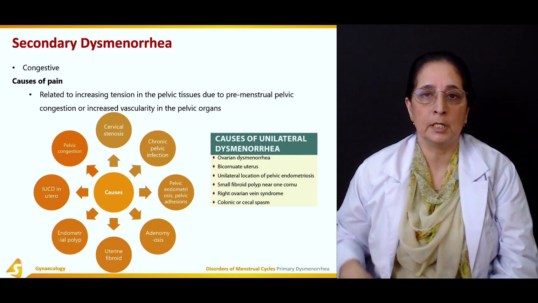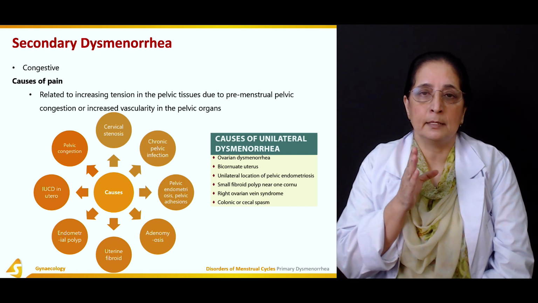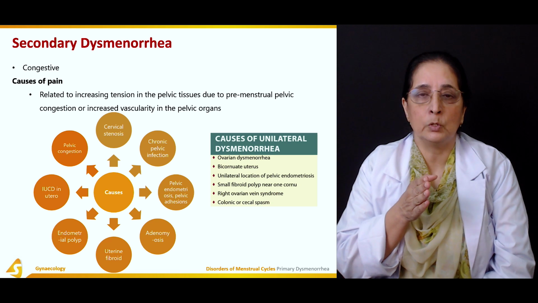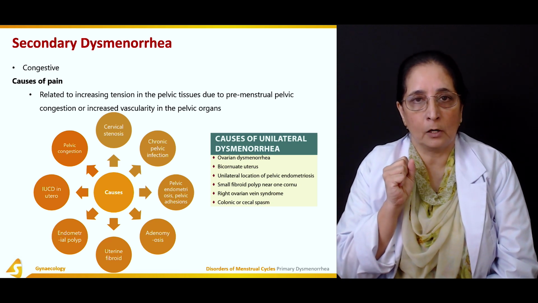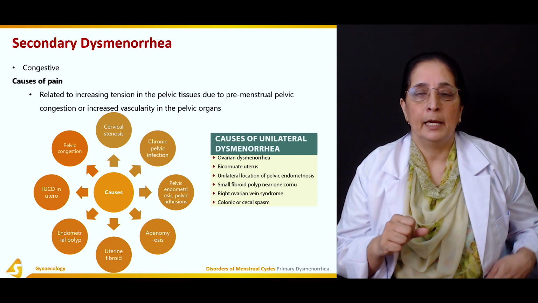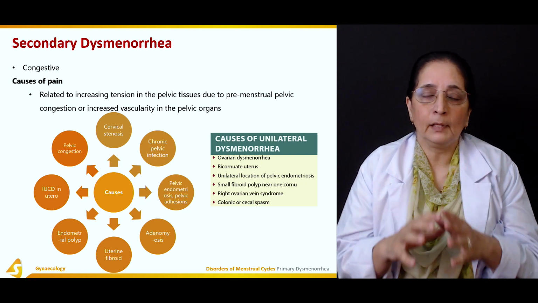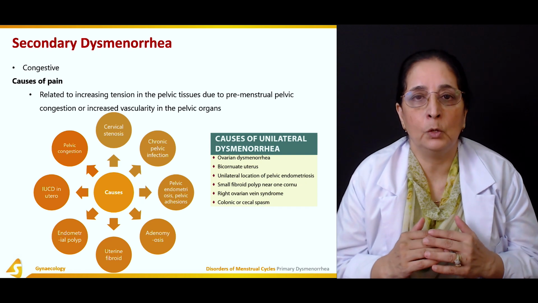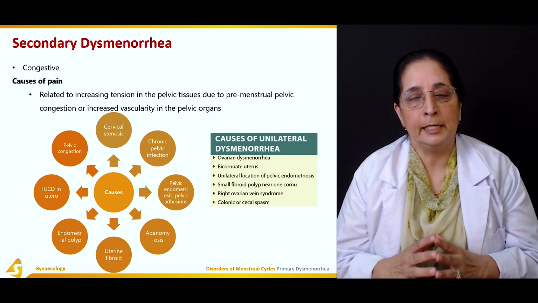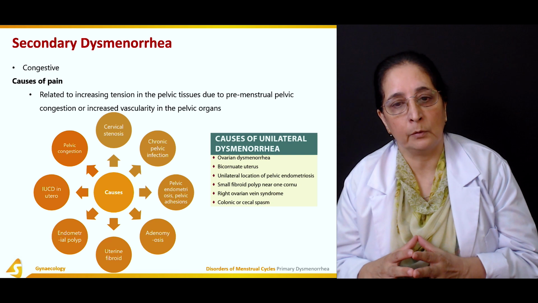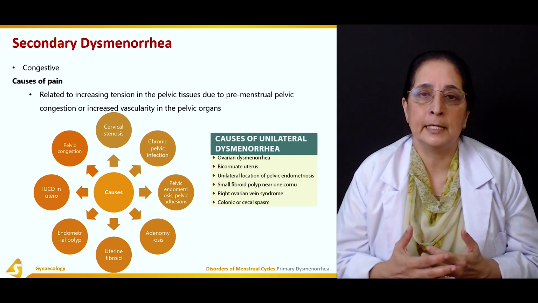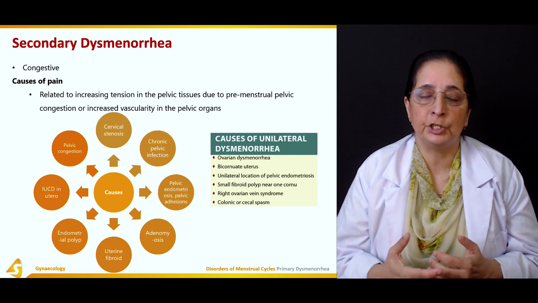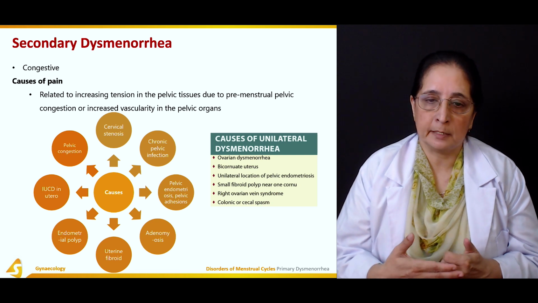Cervical stenosis: if the opening is narrow or stenosed, the contraction of the uterus is unable to push the blood through the narrow cervical opening, so that leads to secondary dysmenorrhea. Also, if there is infection or inflammation, it can lead to dysmenorrhea.